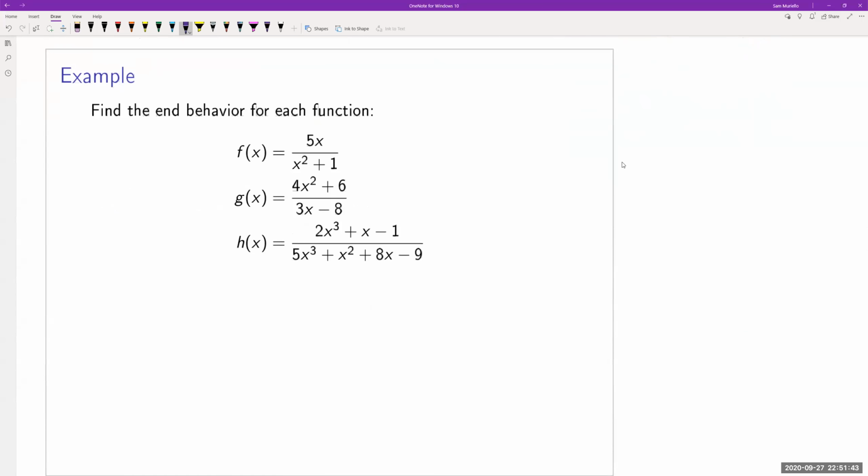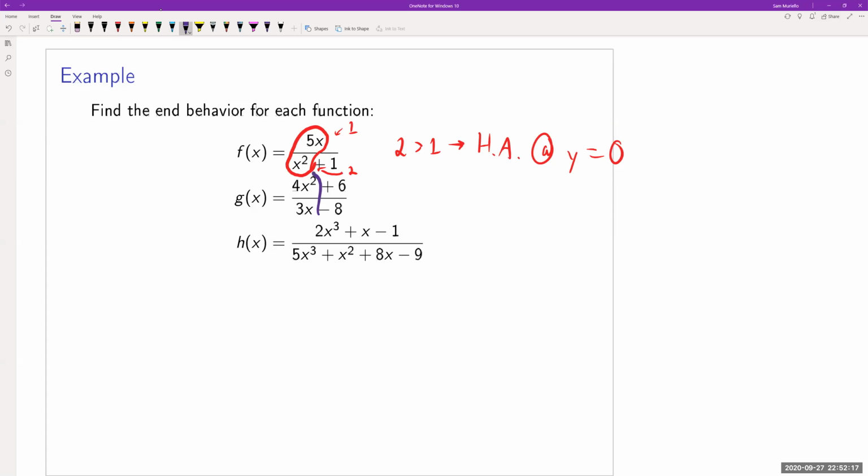In this first example, we are going to focus only on the leading terms, because I do care about the degree. In this case, my denominator has larger degree. 1 up here and 2 down here. Since 2 is larger than 1, and that's in my denominator, we will say that we have a horizontal asymptote at y equals 0.